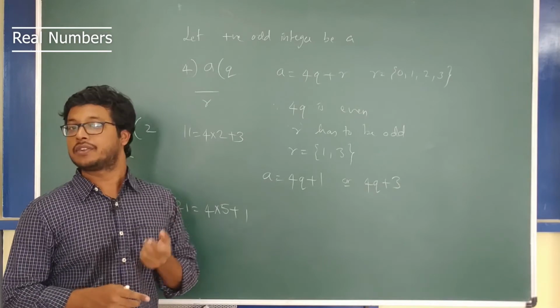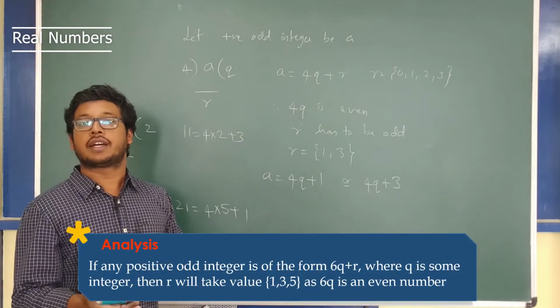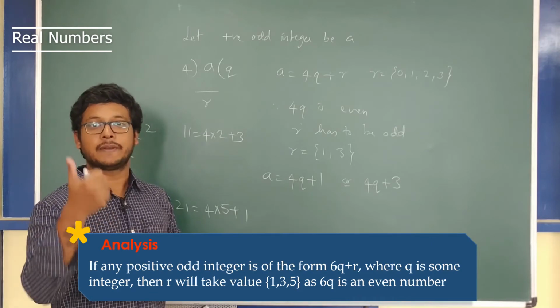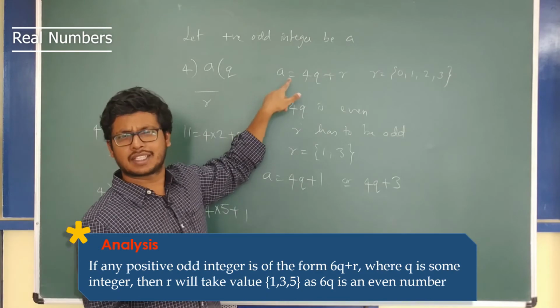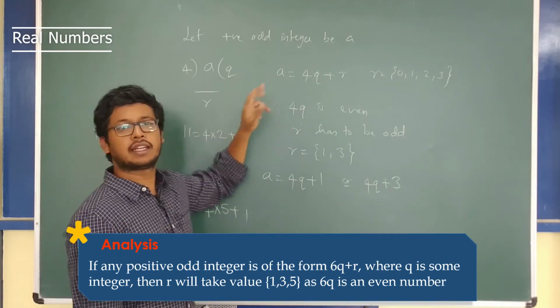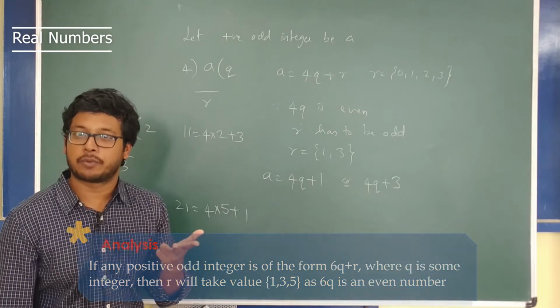Now r can take values from 0 to 5, because it is now 6q. So if it has to be odd and from 0 to 5, the possible values of r will be 1, 3 or 5. So if the same question is asked with respect to 6q, then a will be in the form 6q plus 1, 6q plus 3 or 6q plus 5.